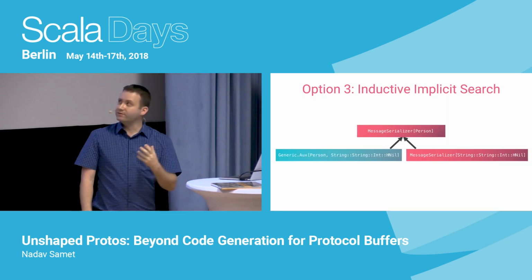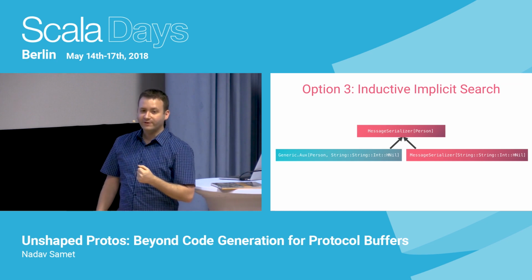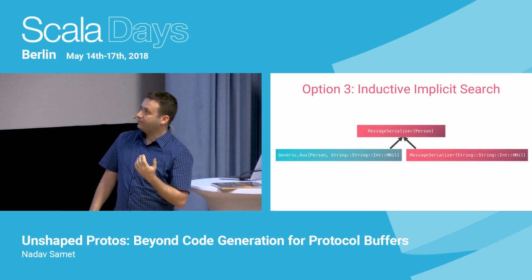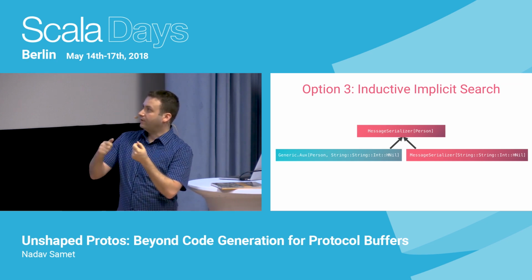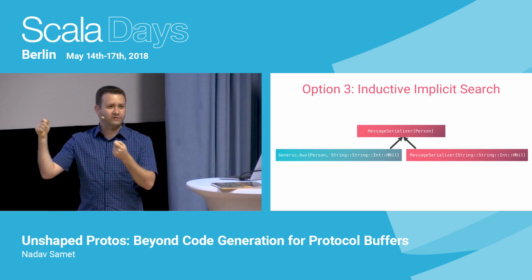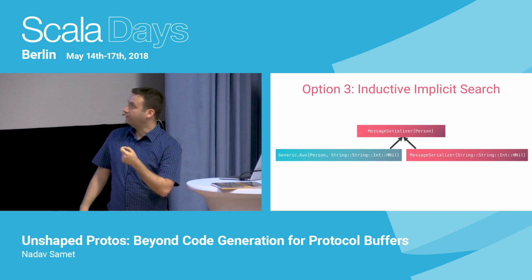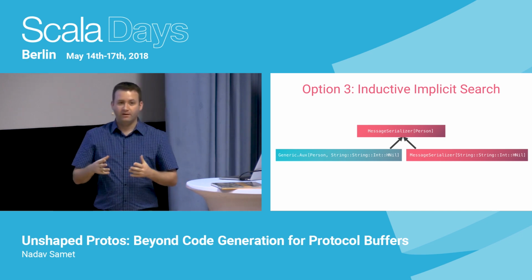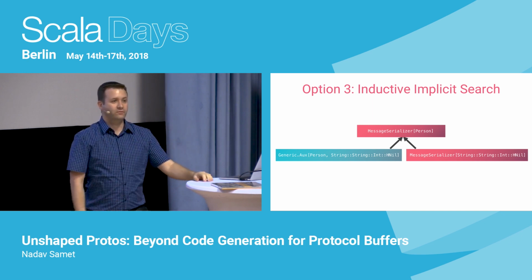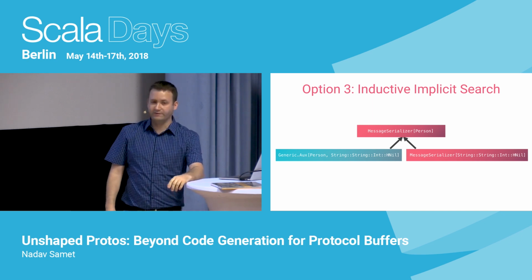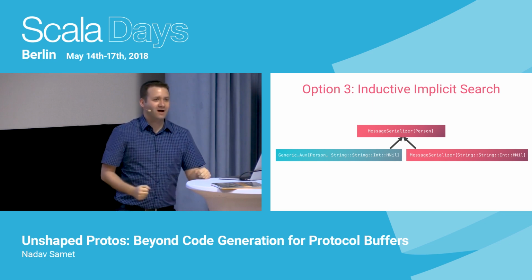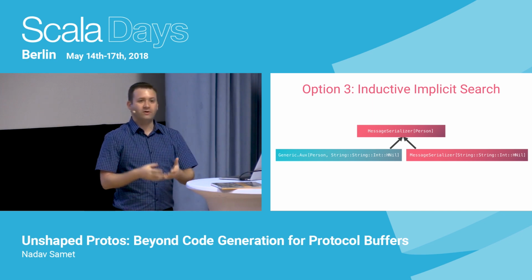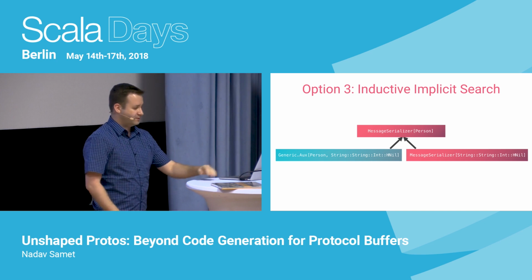So for Person, it would just look like this. We have a MessageSerializer of Person, and we'll find a Generic for Person that would convert it to this HList of String, String, Int. Remember, first name, last name, age. And we'll somehow need to get a MessageSerializer of this HList and combine them together. We'll have the MessageSerializer of Person. But the problem is, how do we get the MessageSerializer for an HList? How can we get those built for us?